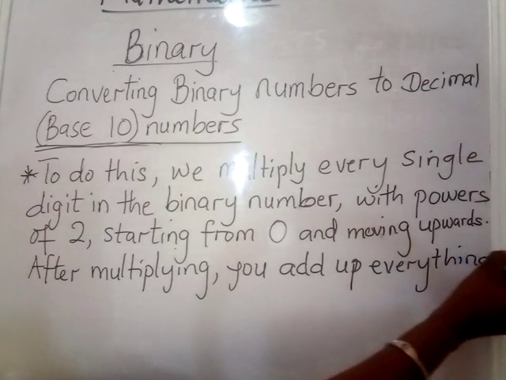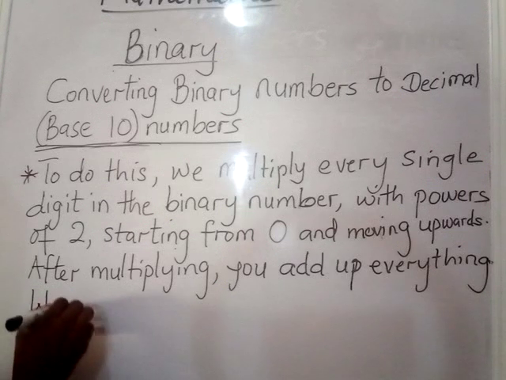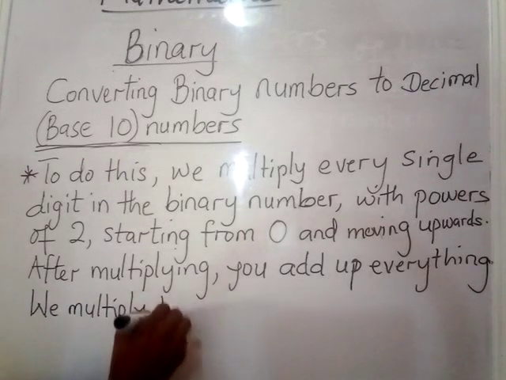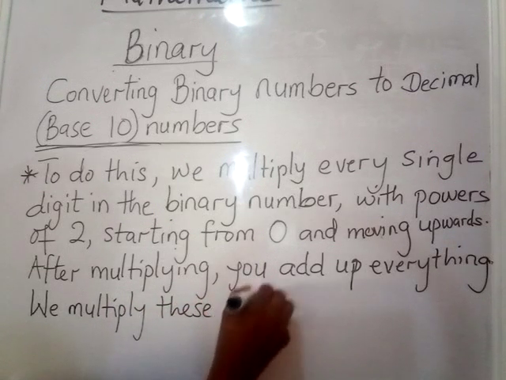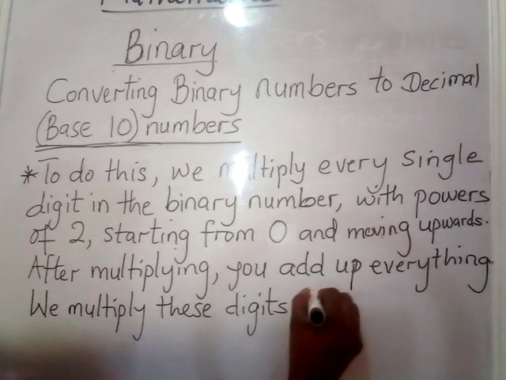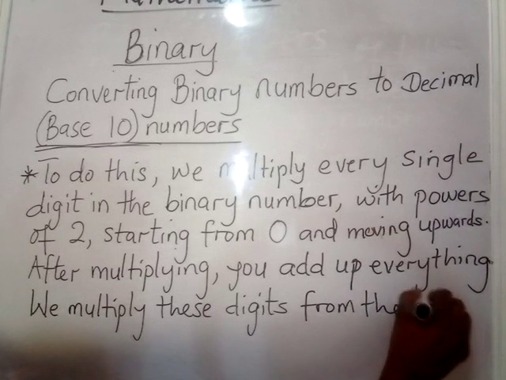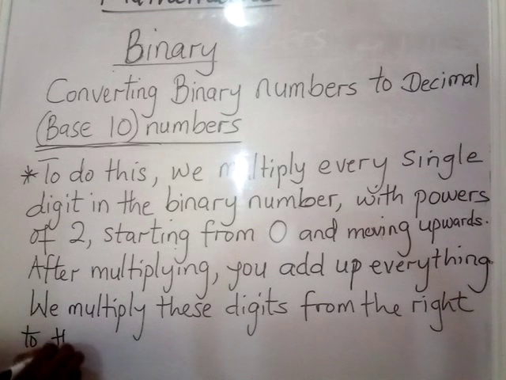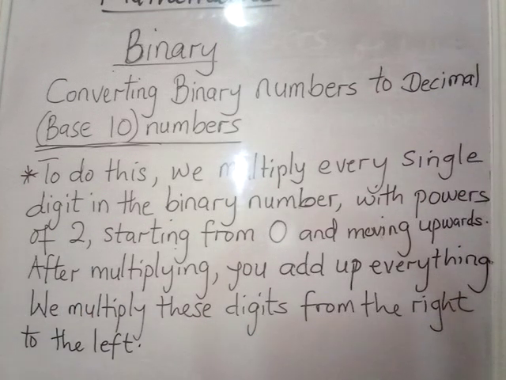Okay, there's something else we need to take note of. We multiply these digits from the right end. Remember, the right end is the smallest end that has the smallest value. So we multiply these digits from the right end and we work towards the left. So we work from the right to the left.